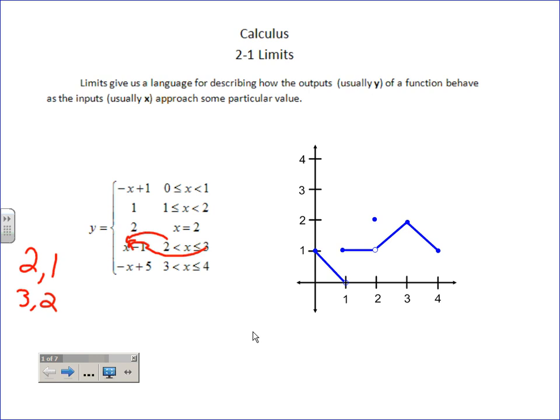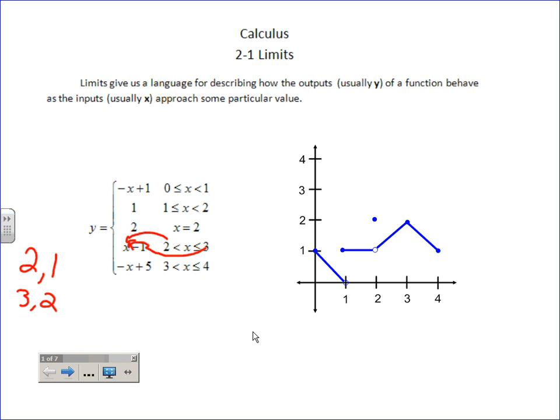Of course, I could ask you for domain and range. That's not what I'm looking for here. I like how this particular textbook talks about limits, and it's that first sentence I gave you up there. It gives us a language for describing how the outputs, which is usually y, of a function behave. You know, what are they doing? Are they going up, going down? Where are they going? As the inputs, which is usually x, approach some particular value. Okay, we're going to talk about that in just a second.